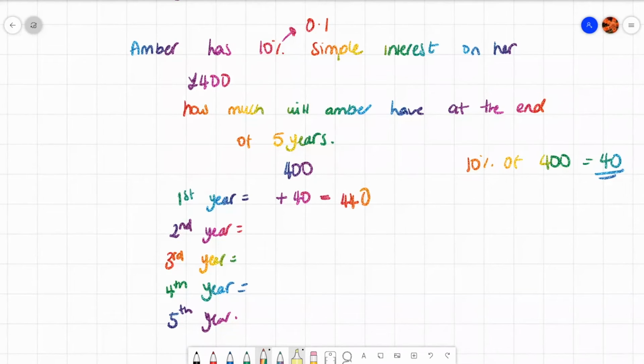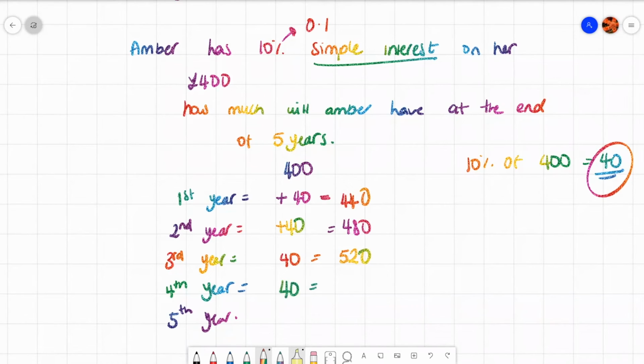Rather than working out 10% of 440 and then adding it onto 440, this time we just add another £40 because it's simple interest. We get £40 added on each year. That's a fixed amount. So 440, add 40 is 480. I'm just going to add £40 onto that now. We get £520. We're going to add 40 onto that and we end up with 560. And then we add 40 onto that, which is £600. You can see there is a fixed amount that's being added on each year, and that's the difference between compound interest and simple interest.